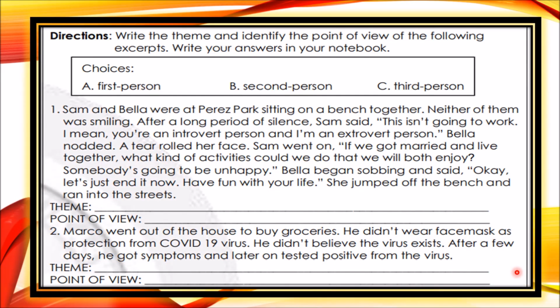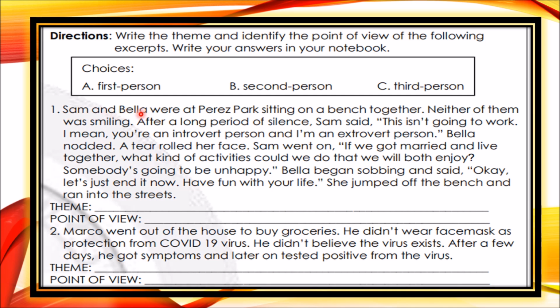Okay, this time, it's up to you to answer this. Write the theme and identify the point of view of the following excerpts. Write your answers in your notebook. After identifying the theme, you have to identify also what choice it is. Is it A, first person, B, second person, C, third person? So let us read all together.